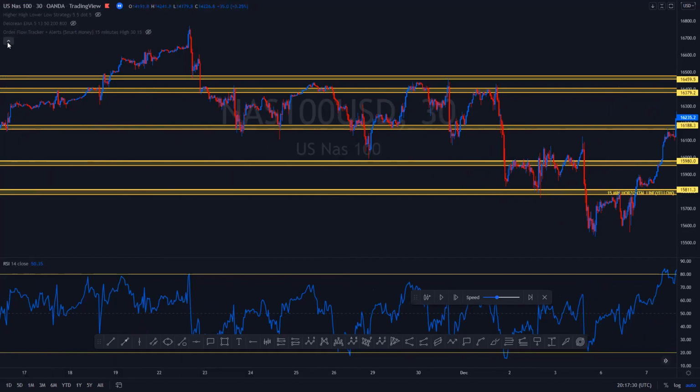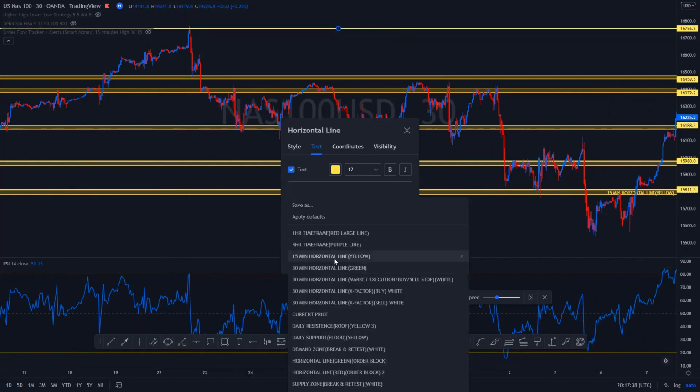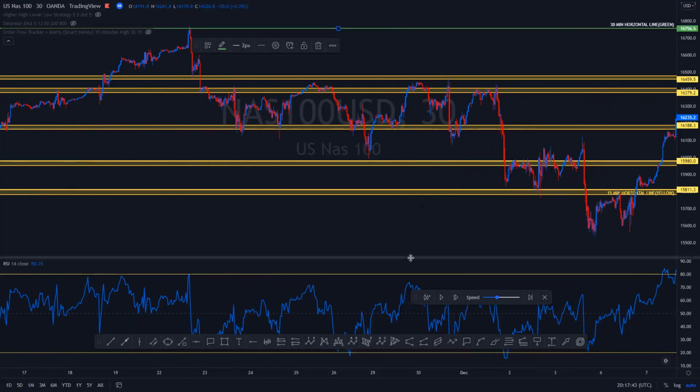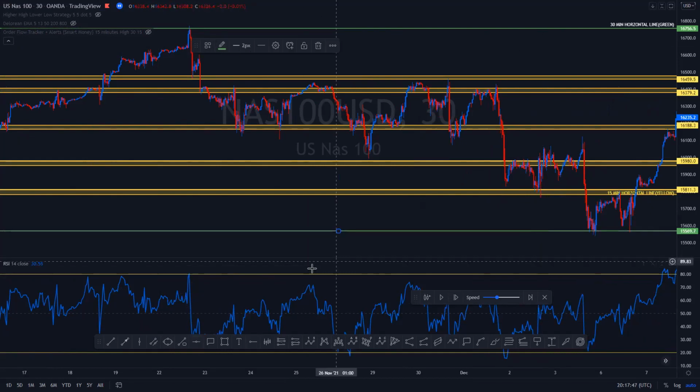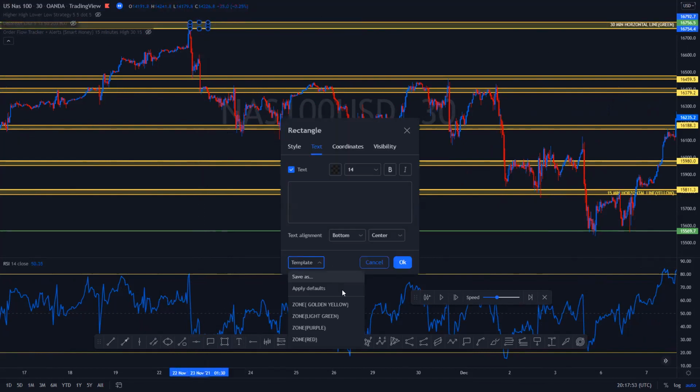Then I take another horizontal line, because you can see how price interacted with this zone here. I'm going to change this to green because this represents the 30-minute zone. So I do that, and the same thing down to here, okay? And I start drawing my zones off these. I'm going to change this to green.